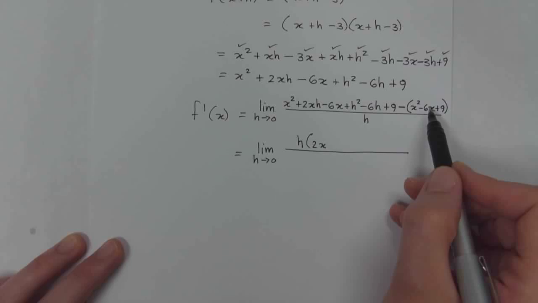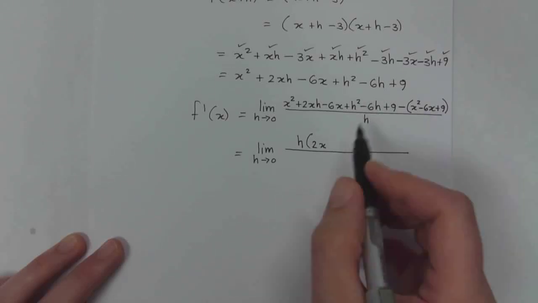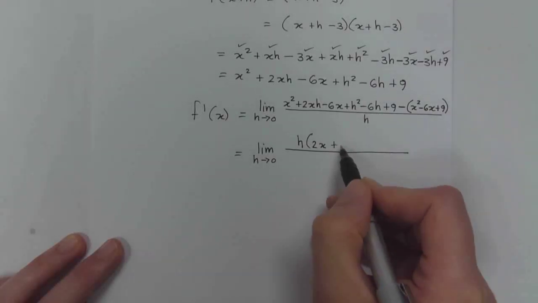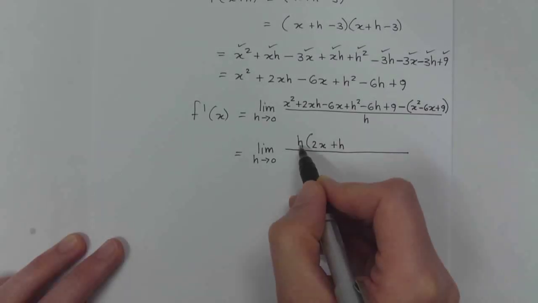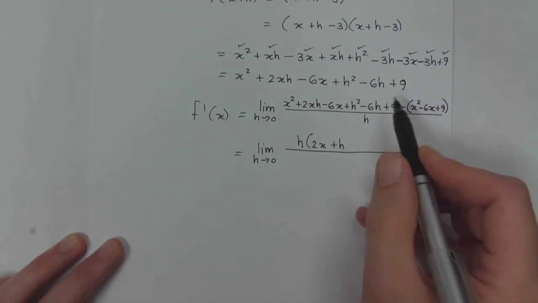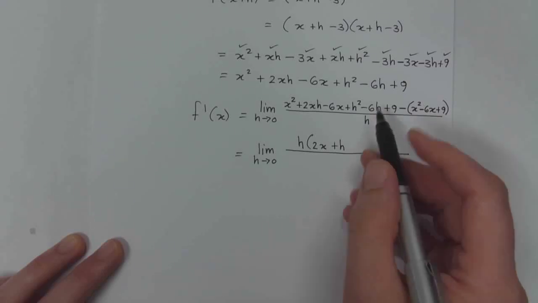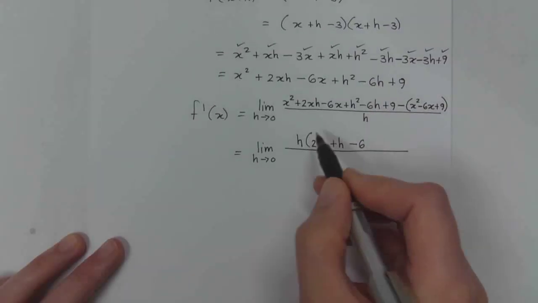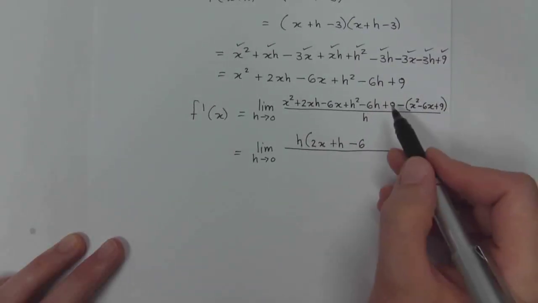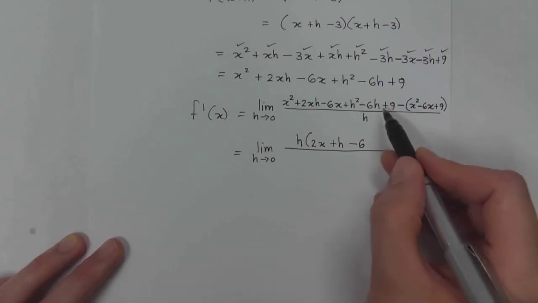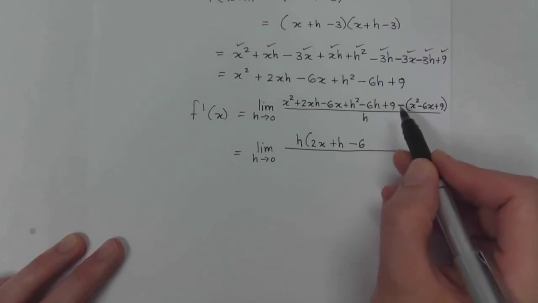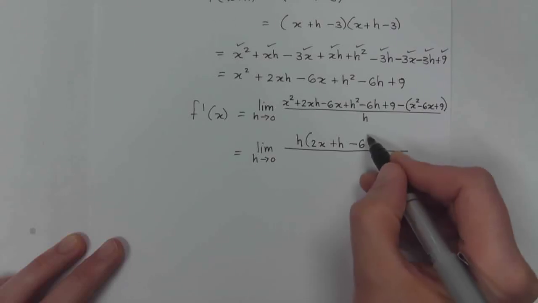which means it eliminates. Then over there I've got h squared, which I can bring down, but I've already taken out the common factor of h, so that's going to be h over there. I've got the minus 6h, which is then going to be minus 6 over there, because again I've taken out the common factor of h. There again I've got 9. 9 does not have that common factor of h, but 9 minus 9 eliminates.